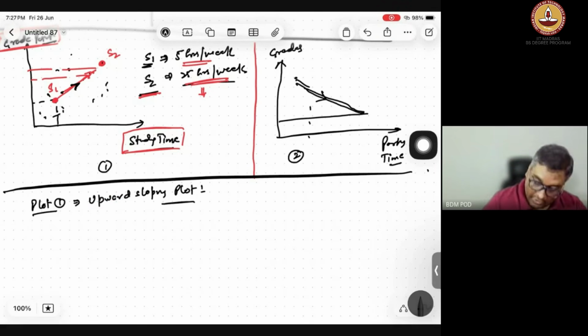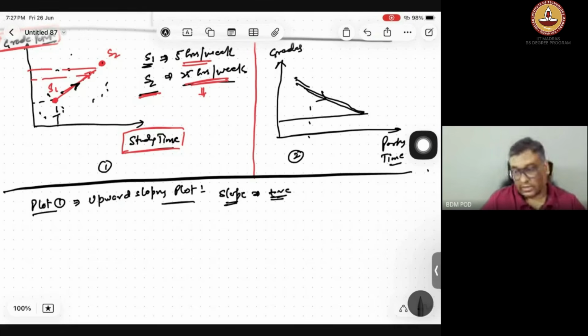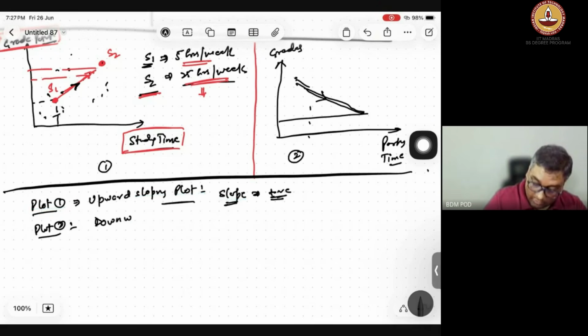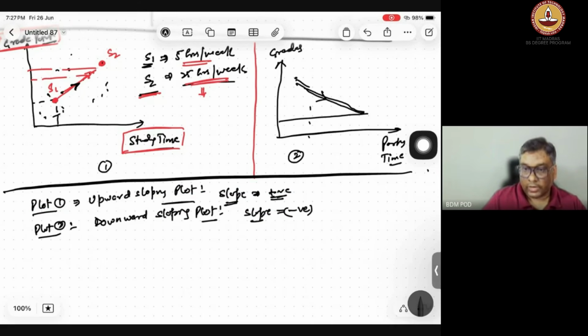So slope here is positive. Slope is positive in this condition. The other plot, plot number 2, is a downward sloping plot. So here, if you calculate the slope, the slope is negative. Okay, so it shows a negative correlation. Both the variables are showing a negative correlation.